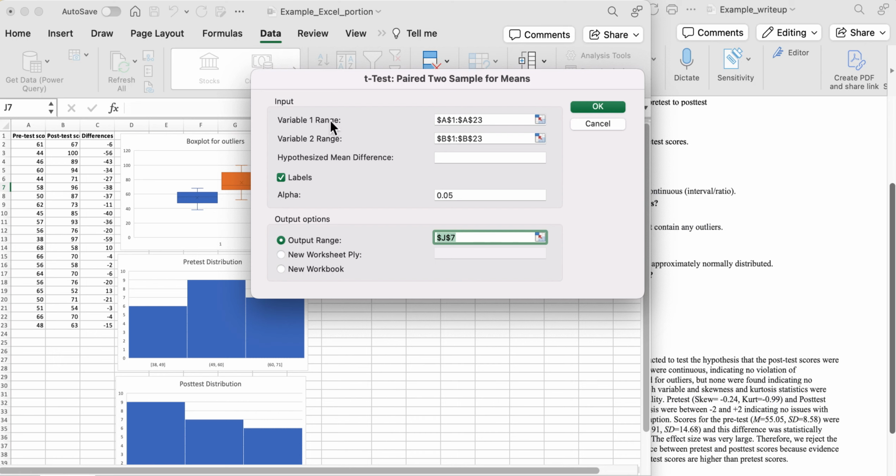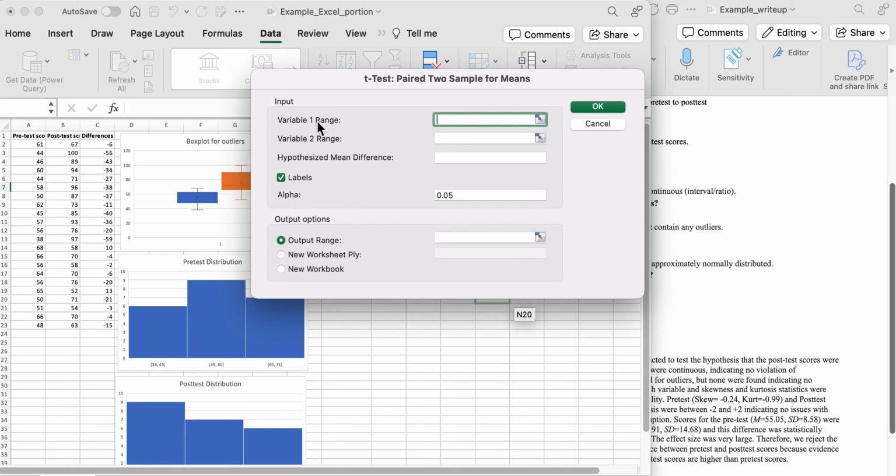I've already done this, so it's going to give me the output, the ranges and everything that I already wanted. It will pop up alpha already, and it will give you the 0.05. Leave that there. That is the standard, so just leave it as is, and all you have to do is put in your variable ranges and where you want your output to be. You can do a new workbook, but you would have to copy and paste it into this sheet for us because this is how we're going to grade them.